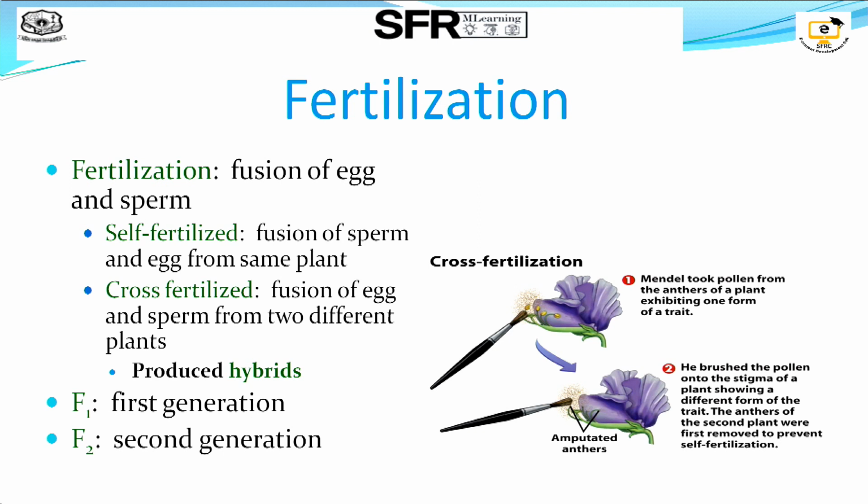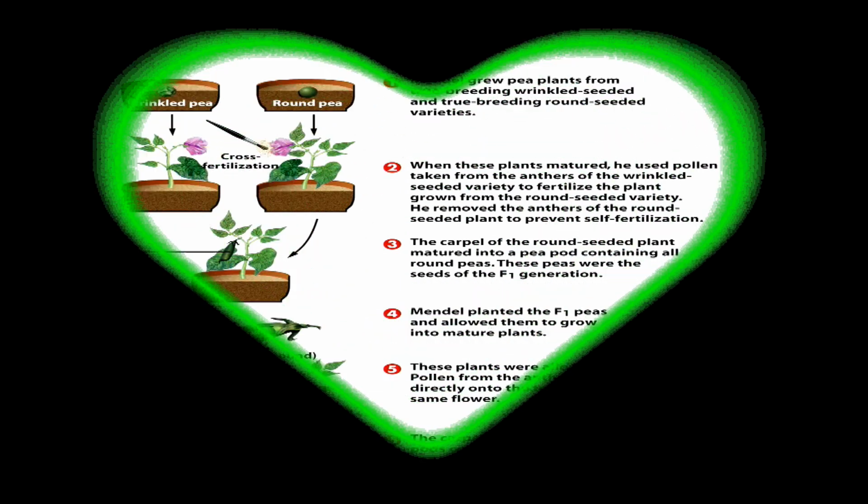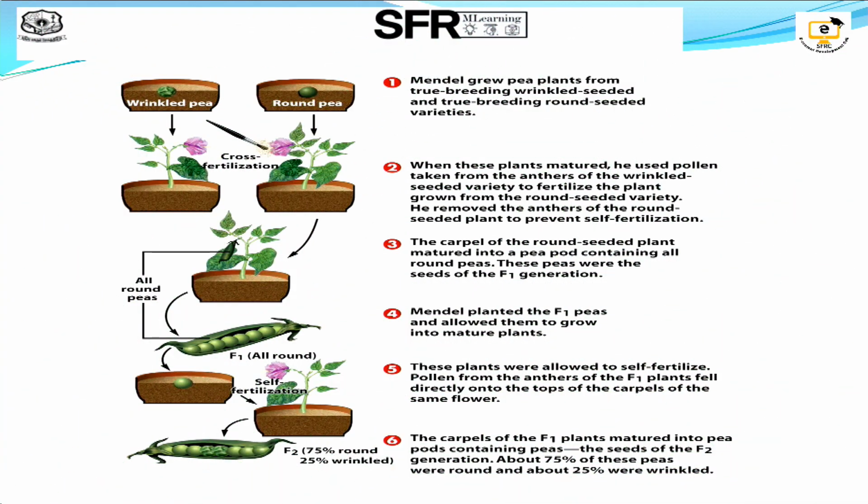They produce the hybrids. The first one is the F1 generation. The second one is the F2 generation. How did he do it? So it is the experiment. He did it by this. He took two plants. He did it by the emasculation experiment.